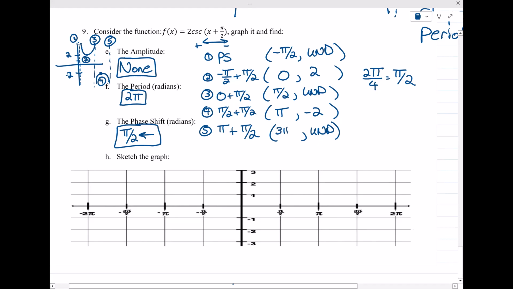All right, so let's just correct this then. Negative pi over 2 is still undefined. 0 would be 2. Pi over 2 is undefined. Pi would be negative 2. 3 pi over 2 would be undefined. And now it looks like it's correct because the period is supposed to be 2 pi, and it is exactly 2 pi. Good. Anyone have any questions on this graph?